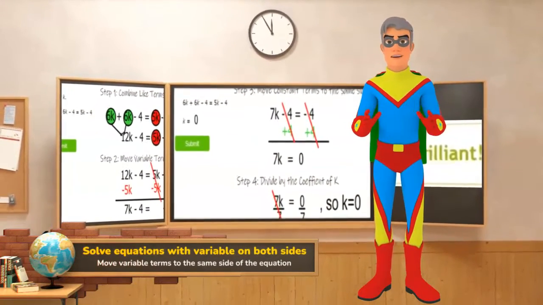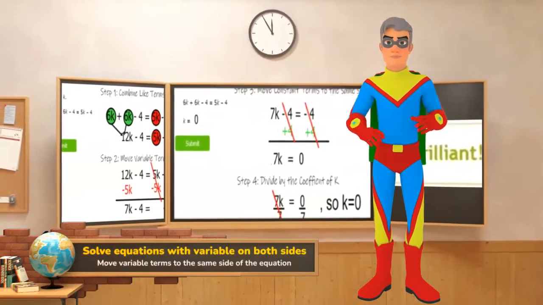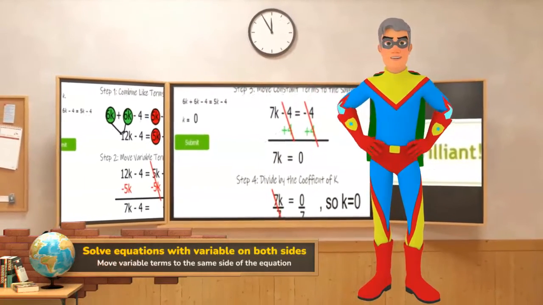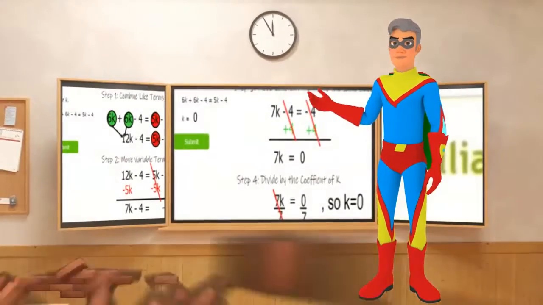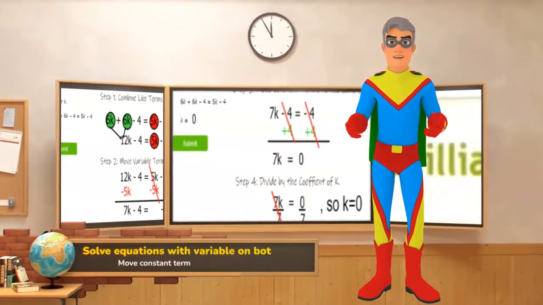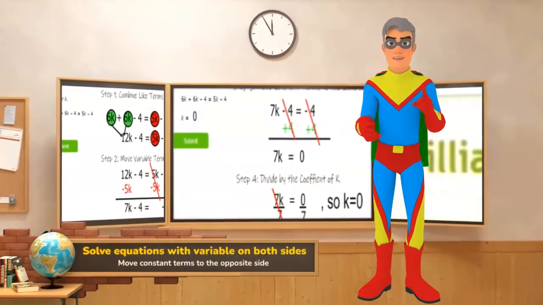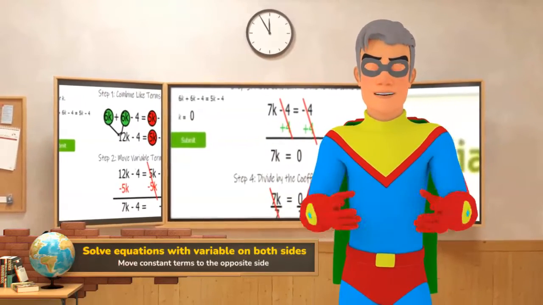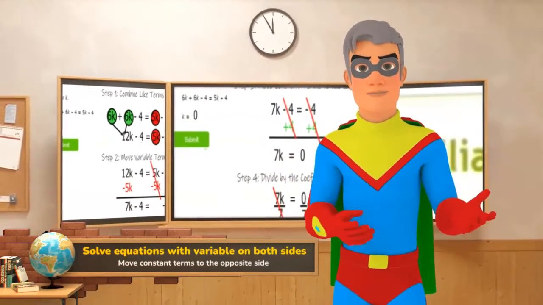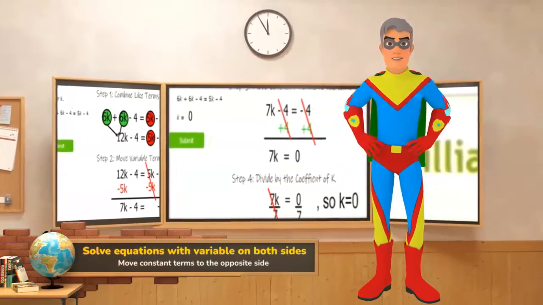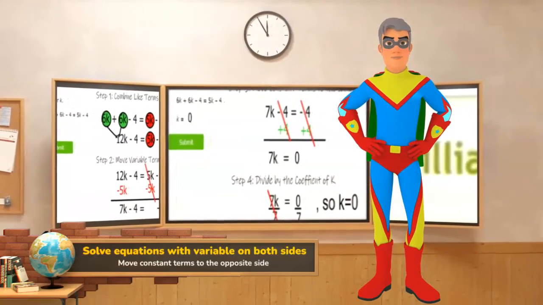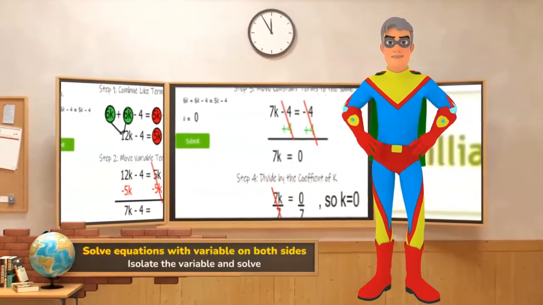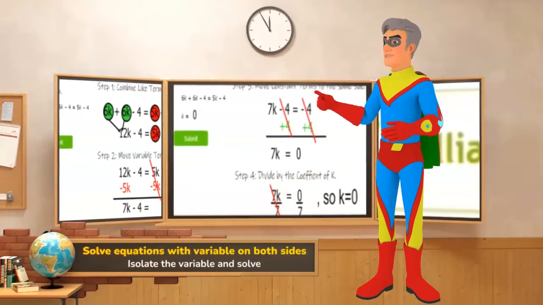On the right side, 5k and negative 5k are a zero pair and cancel each other. Now on the left side, we subtract 5k from 12k to get 7k. At this point, we have 7k minus 4 equals negative 4. This is a two-step equation like we covered in a previous lesson. In step 3, we isolate 7k by adding 4 to both sides. Now we have 7k equals 0, so k has to be 0.